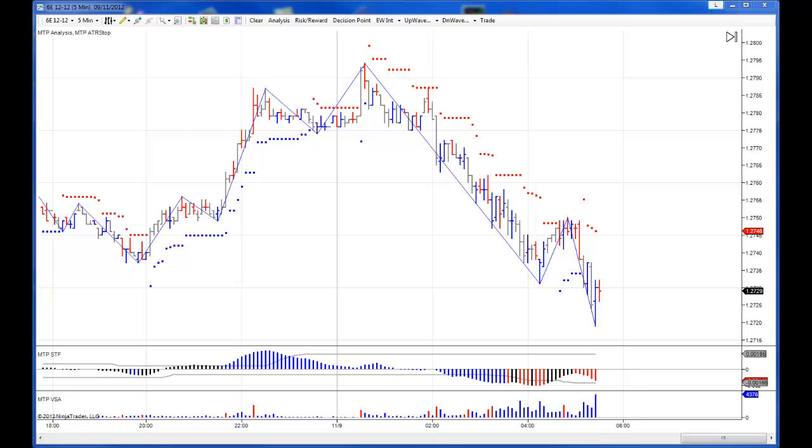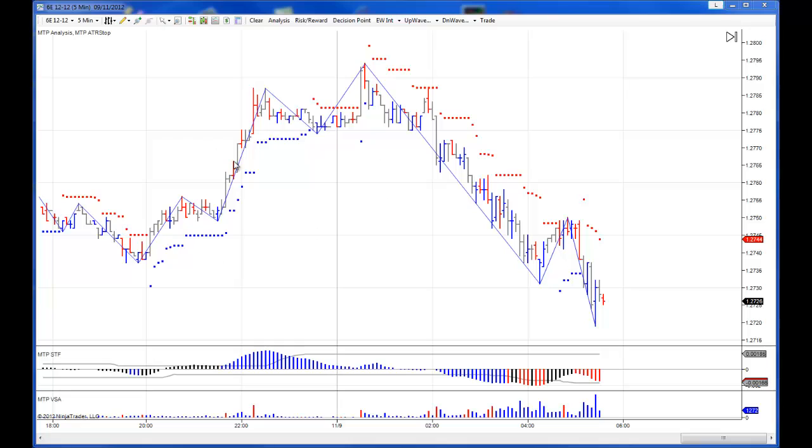In this video I'd like to use the MTP RT add-ons for NinjaTrader 7, which is what we're looking at here, to show you how the more advanced traders with the software can uncover some more advanced trade setups. For this example I'm looking at a 5-minute chart of the 6E. The 6E is the future of the euro against the US dollar. So this is the euro against US dollar future.